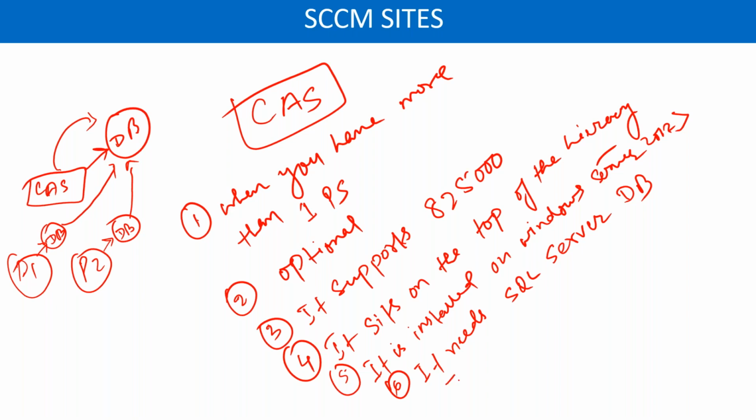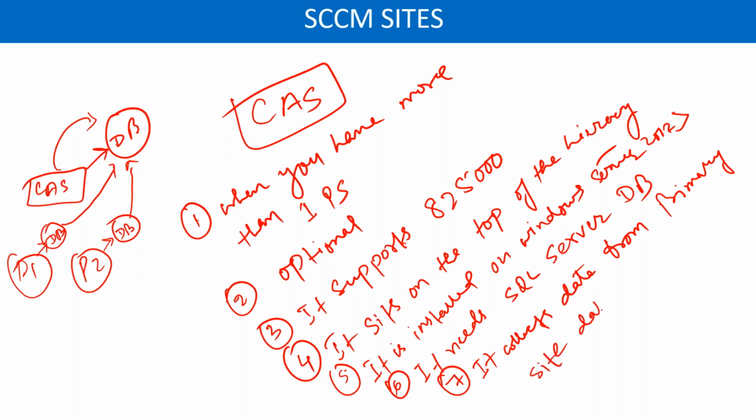So point number seven, it collects data from the primary site database. Point number eight, it manages primary sites. It manages primary sites.